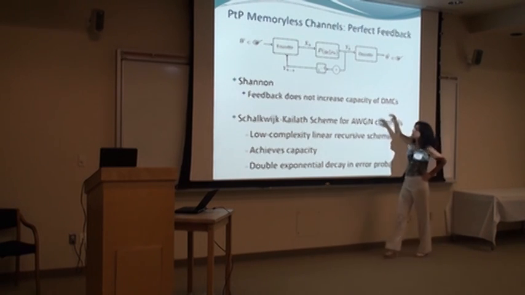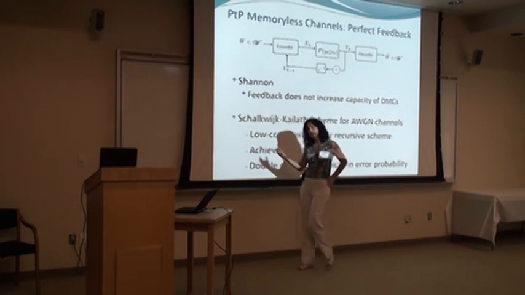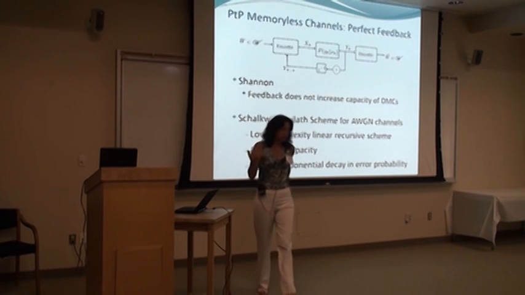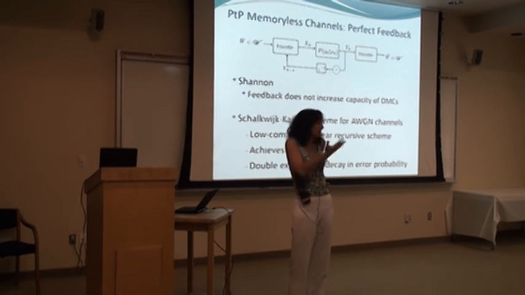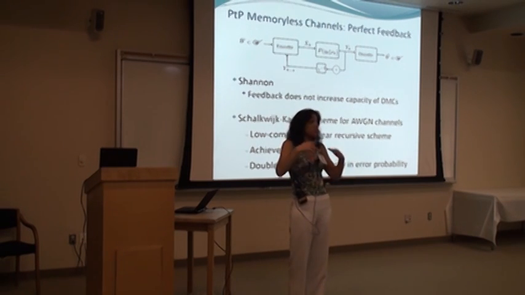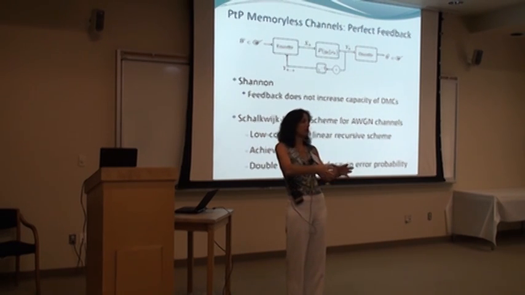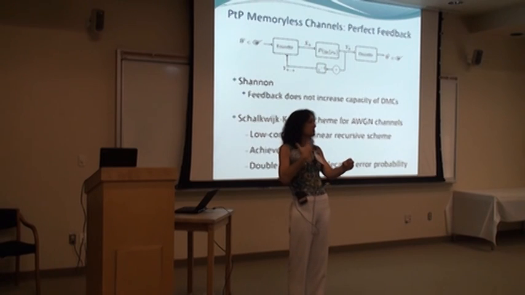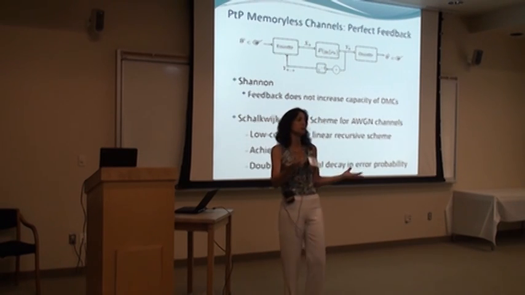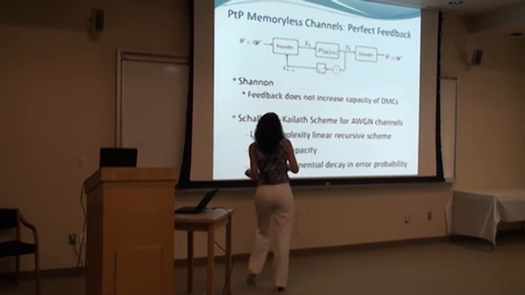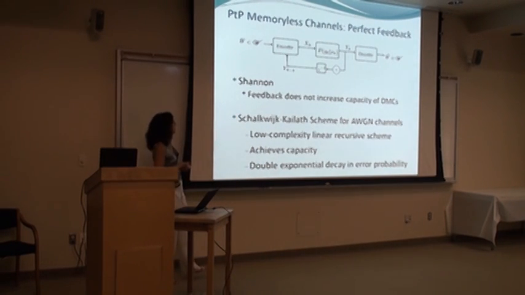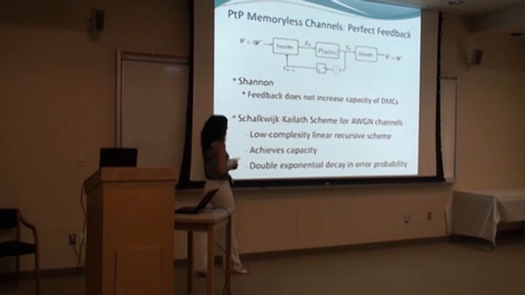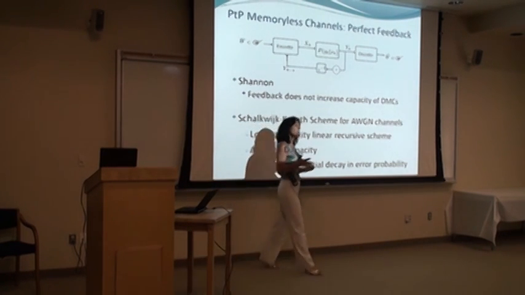Okay, so it doesn't increase capacity of a memoryless channel, and the reason is if the channel's memoryless, there's no information you get from the feedback that can help you increase your rate. The channel is memoryless, so transmitting a symbol on this channel is completely independent from transmitting the symbol on the next channel, so there's no use from feedback. Okay, but it's not useless for something other than capacity. In particular, it can drive the error probability down much faster.